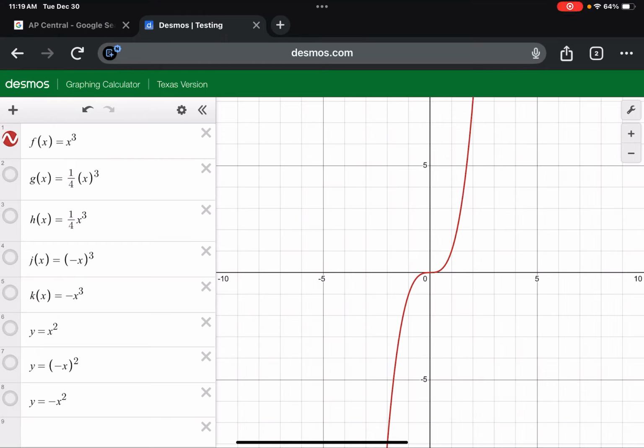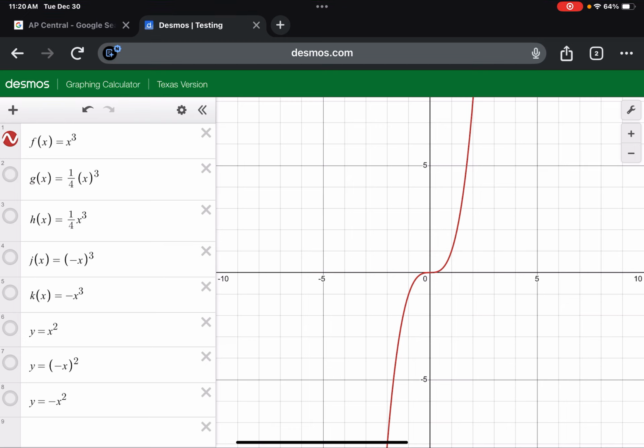All right, here we have our Desmos graphing calculator. I just wanted to show you guys really quickly how you can use it to check your transformation rules. If we start with our parent function f of x equals x cubed, and you want to see what happens to your graph when you multiply by 1/4.